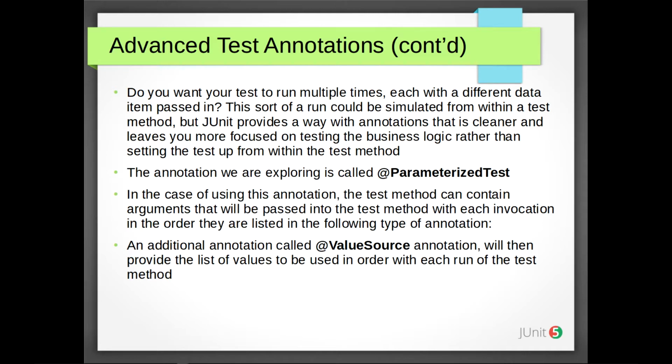In the case of using this annotation, the test method can contain arguments that will be passed into the test method with each invocation in the order they are listed in the following type of annotation. So an additional annotation called @ValueSource will then provide the list of values to be used in order with each run of the test method. And I'm going to make a 10-second pause for you to write out @ValueSource.